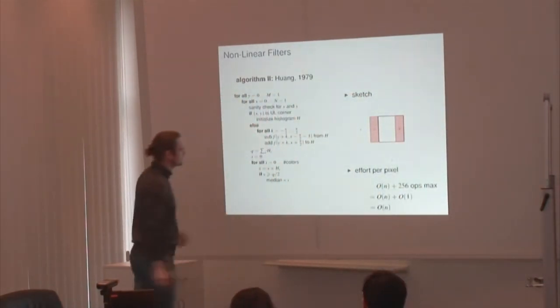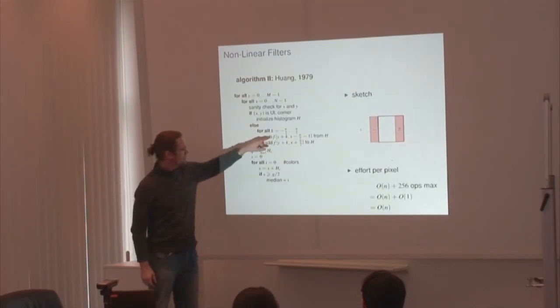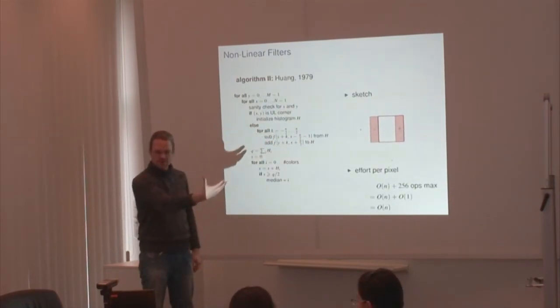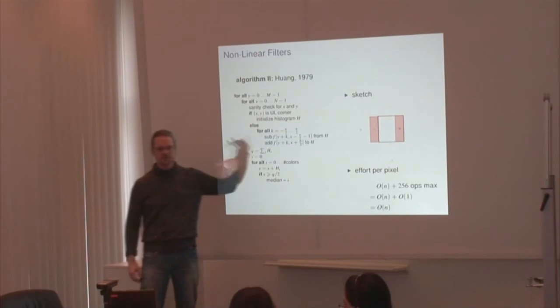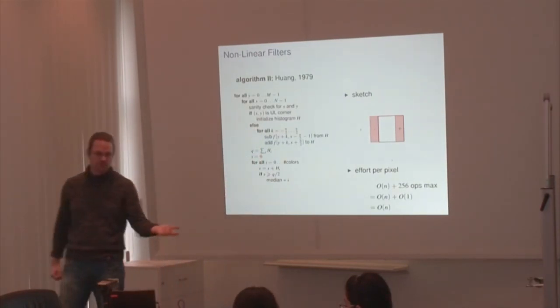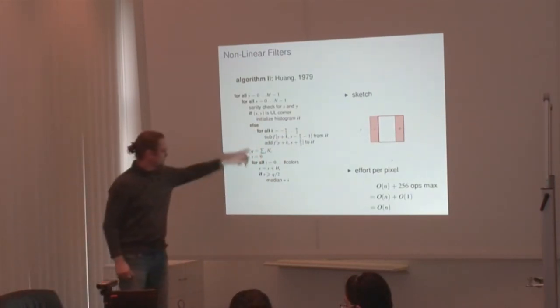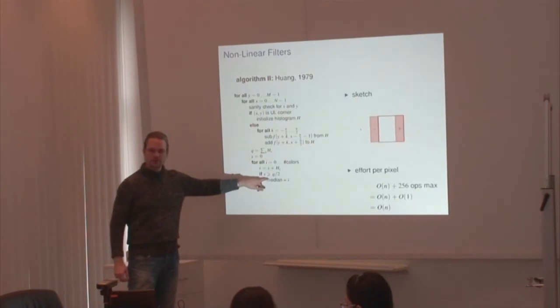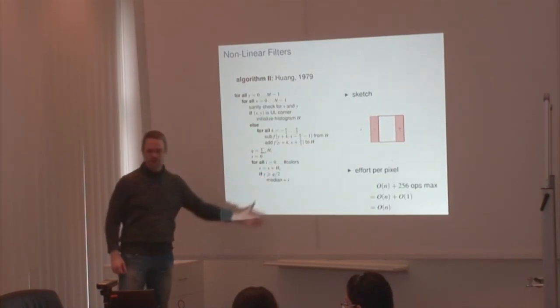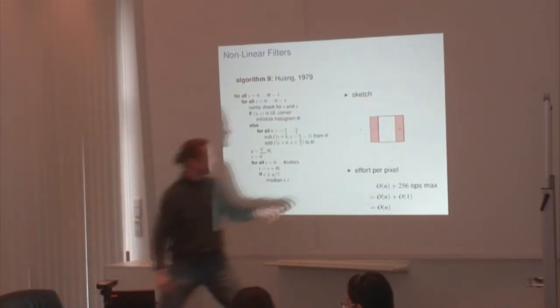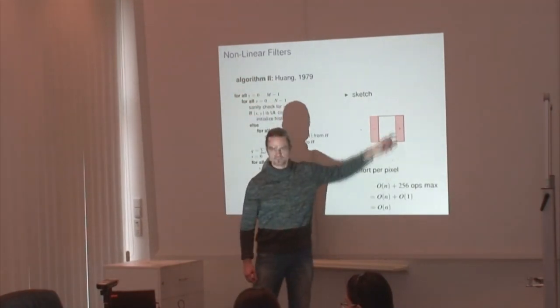So we have this subtraction of a couple of values from the corresponding bins in the histogram, and we have to add some values to the corresponding bins in the histogram. And then we determine this 0.5 quantile, right? And then we're done. We have computed the median for, in this case, this pixel here.